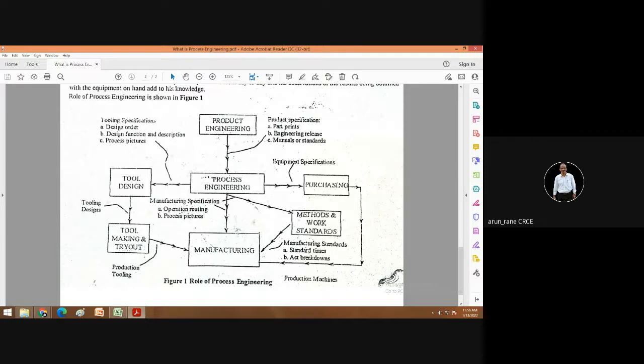Because the tool designer is mostly, you know, having a theoretical background. But whether that tool or die or mold will run in actual practice, the process engineer has to ensure. That is his responsibility. So the duty of tool design is to prepare the designs and the drawings. Then once they have prepared the design, it goes to the tool room, tool making and trial.